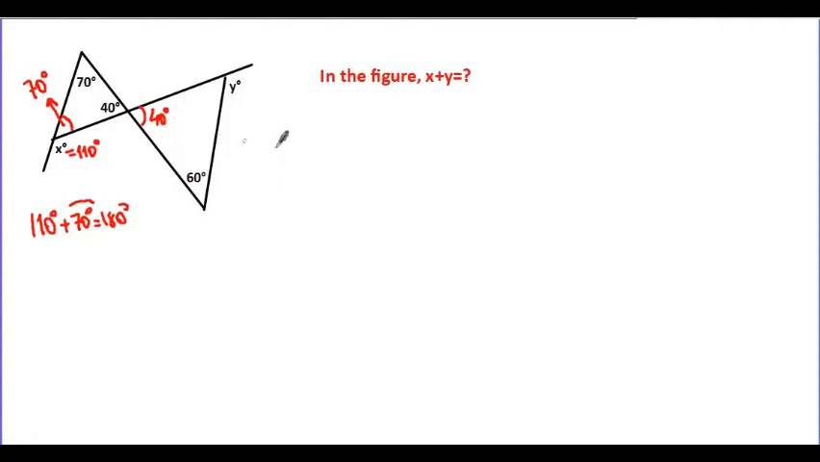And 60 plus 40 is 100. 100 degrees plus 100 degrees plus what is 180? So it is 80. So the measure of this angle is 80 degrees. So 80 plus what is 180? Because 80 plus y must be 180 degrees, because this is a straight line. These two angles form a straight line. So here y must be 100 degrees, because 180 minus 80 will give us 100 degrees. So in the figure, x is 110 and y is 100. So x plus y is 210.